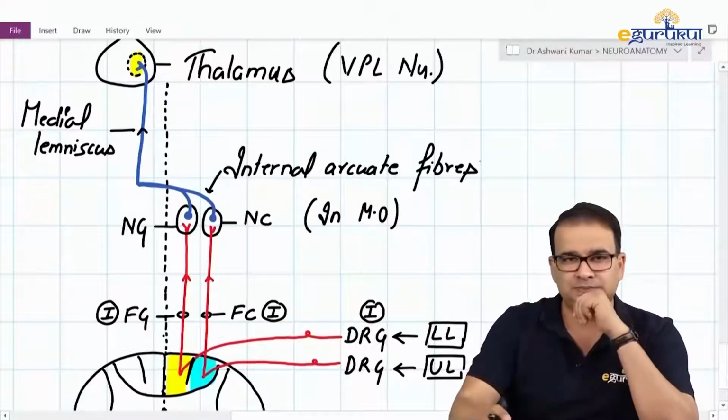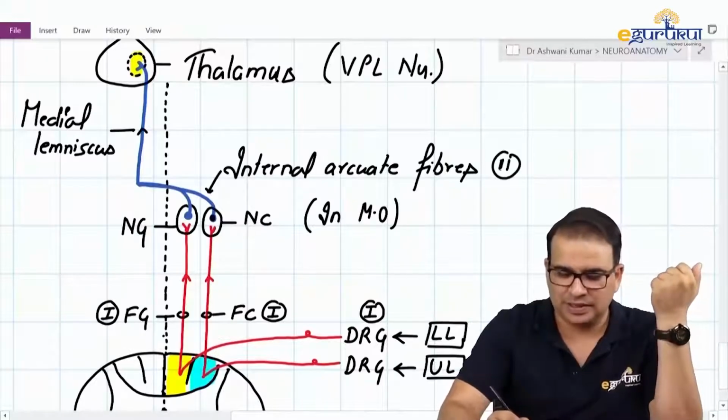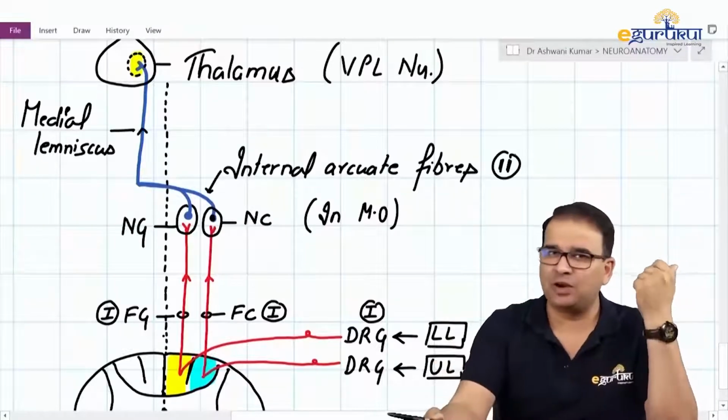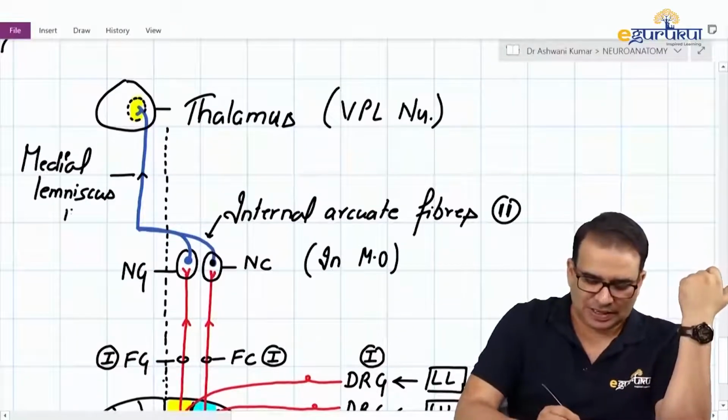Internal arcuate fibers. Which order neuron? Of course, second order neuron, because they are the ones decussating. They are the ones which are after the nucleus, so they are second order neuron. Internal arcuate fiber, and medial lemniscus also is a second order neuron.